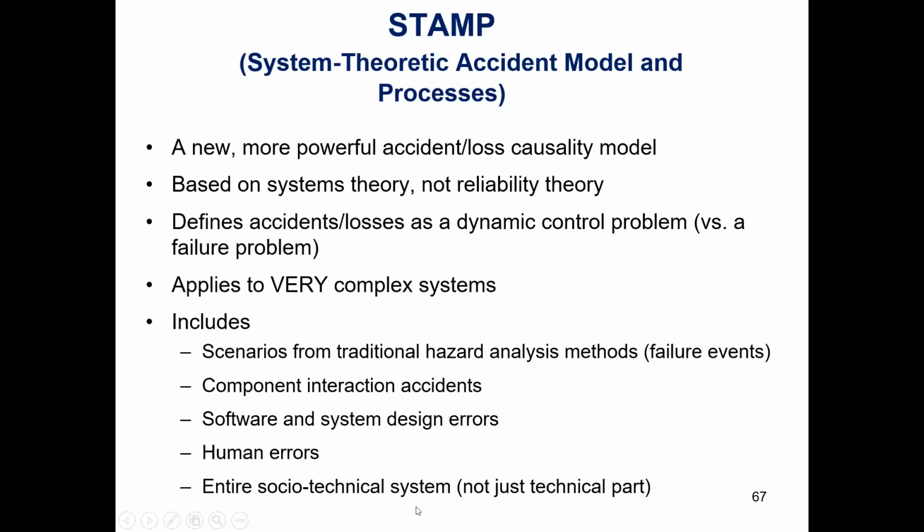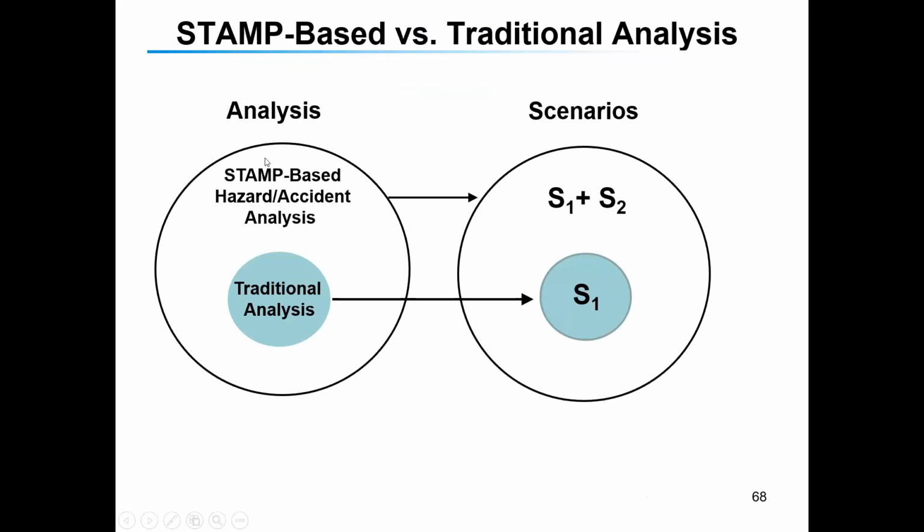It includes human errors and the entire socio-technical system, not just the technical part. And in fact, we can show that the traditional analysis methods produce a subset of the scenarios produced by STAMP-based tools. STAMP produces everything, and STPA produces everything the old techniques produce, everything. The old techniques are just a subset, and we can show that mathematically, we can show it empirically.